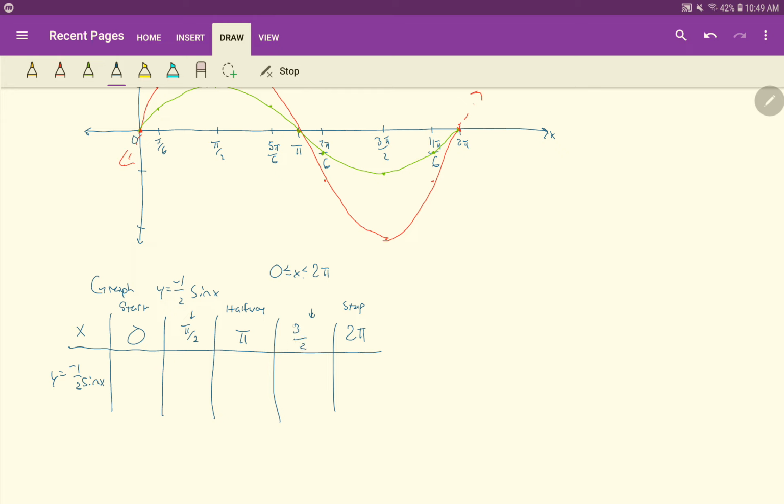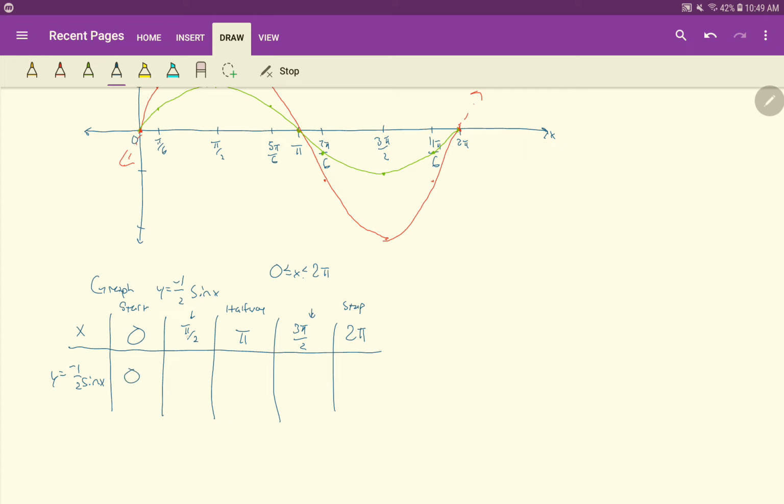Okay, so these quarter points here will give us all the points we really need to come up with the graph. It'll give us all our zeros and all our peaks and valleys too. If you want to do more points, you're welcome to, but this would be a good, efficient way to do things. Okay, so sine of 0, 0 times -1/2, sorry, will still be 0.